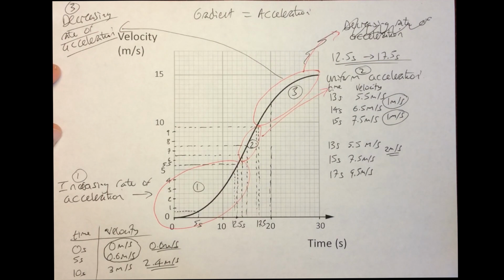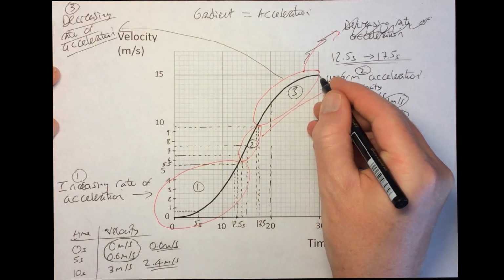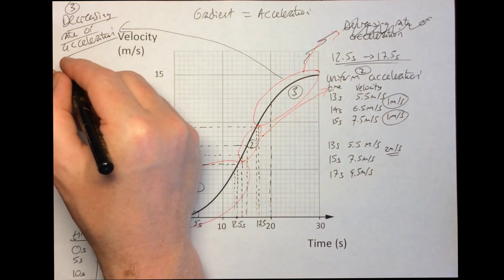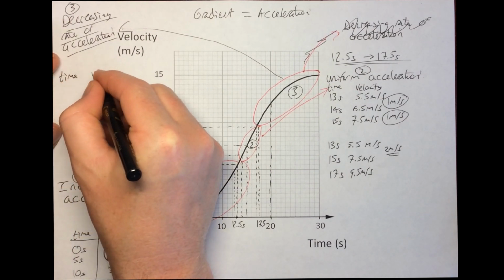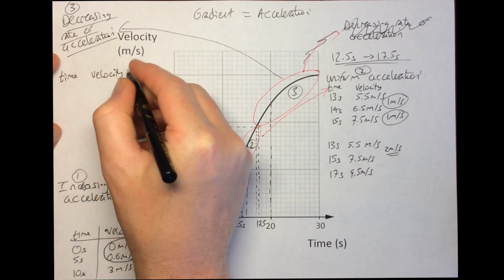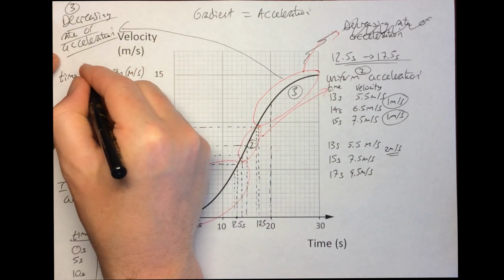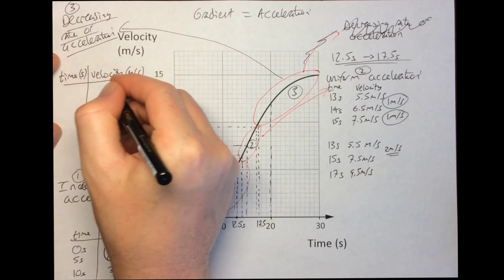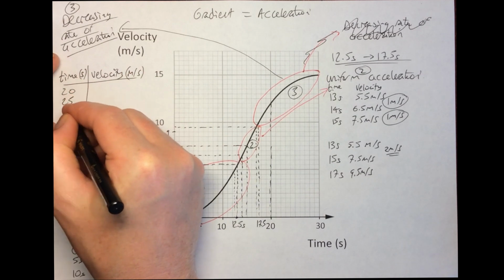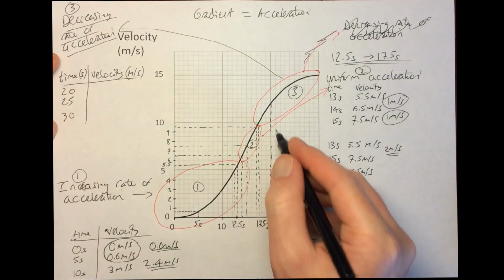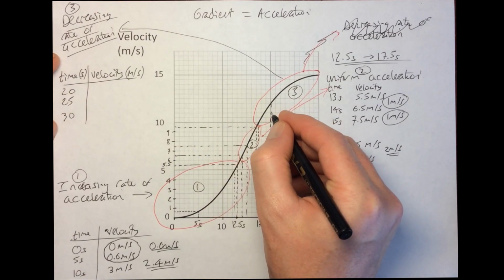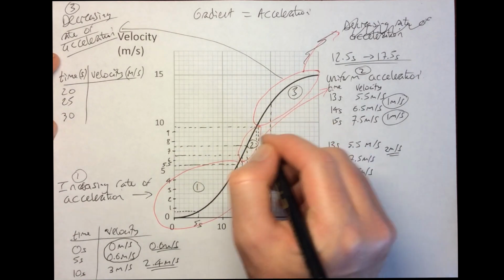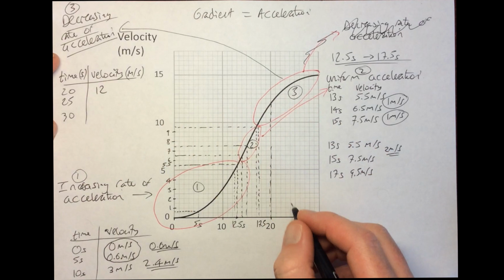Okay, so how do we know it's decreasing? Well, because the graph is getting less steep. But again, we can study this in a bit more detail. Let's do another little table of time and velocity. This time, let's put the units in the top. Okay, so after 20, 25 and 30 seconds. So at 20 seconds, you can see the velocity here is 10, 11, 12 meters per second. So it's 12 meters per second.